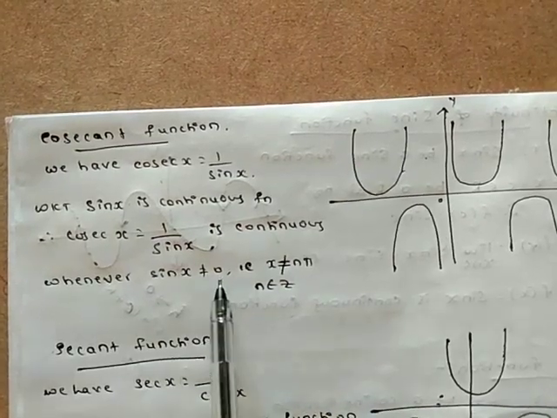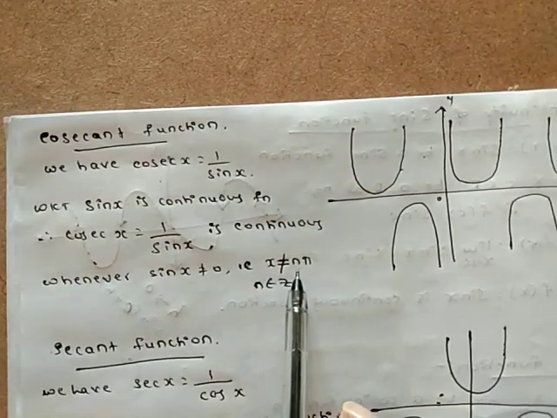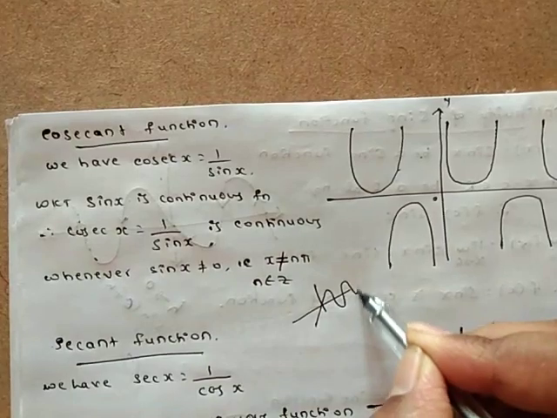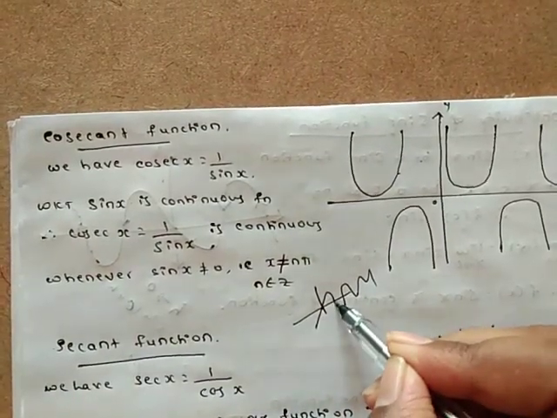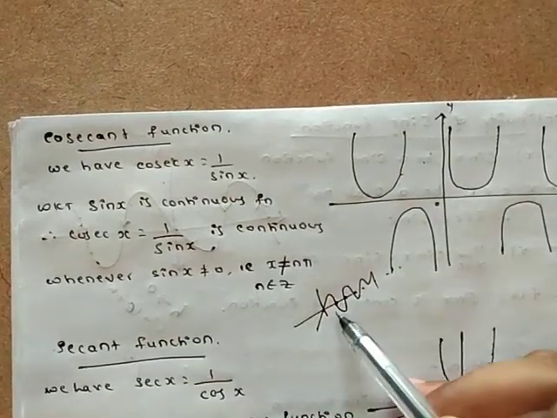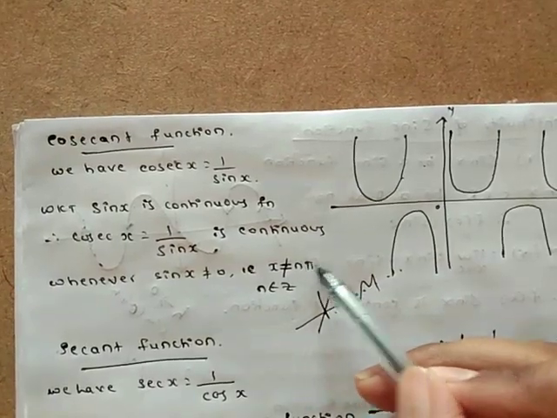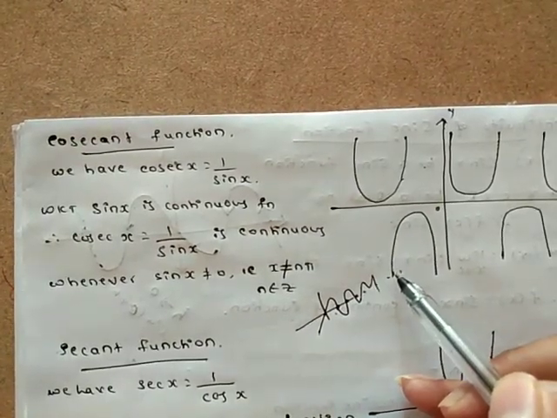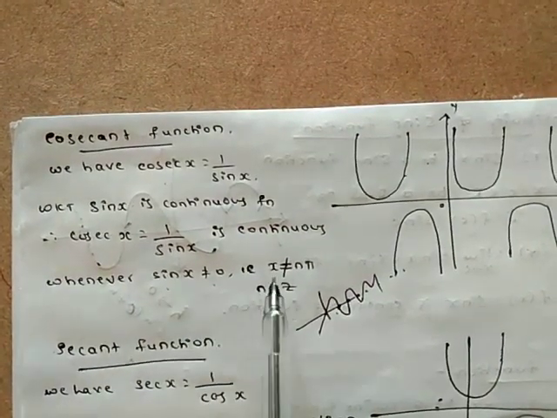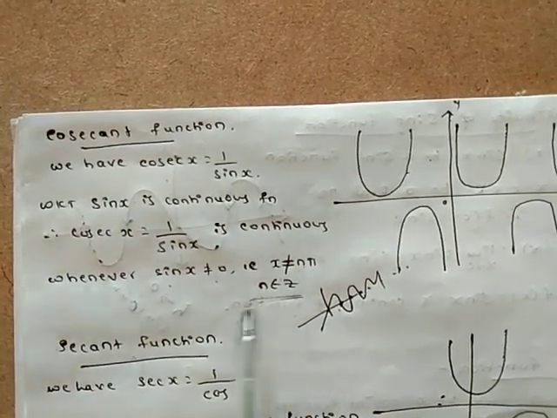So sin x is equal to 0 when x is equal to n pi. Observe the graph of the sin function, it's moving like that. At these particular points the value is going to be 0. Suppose 0 into pi here, 1 into pi here, 2 into pi here, the value is going to be 0. Similarly, wherever sin x is not equal to 0, that is x not equal to n pi, where n is some integer, n belongs to Z.